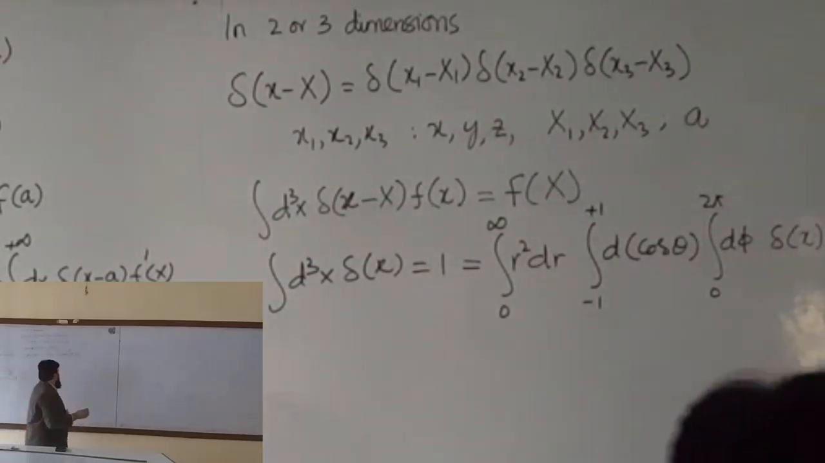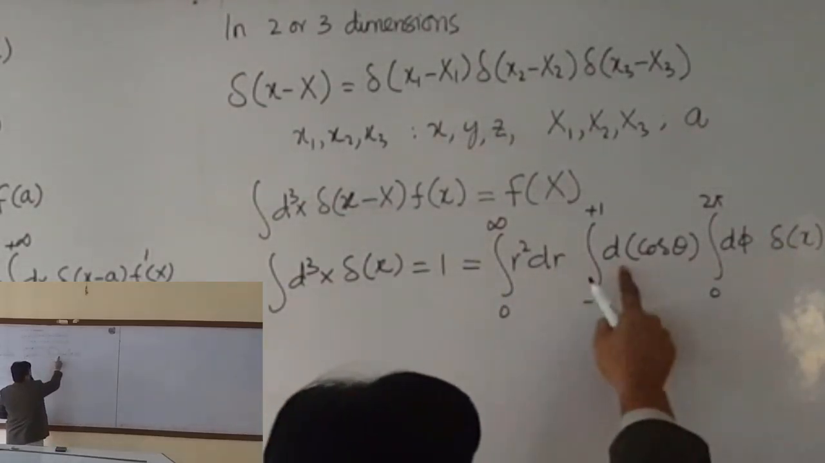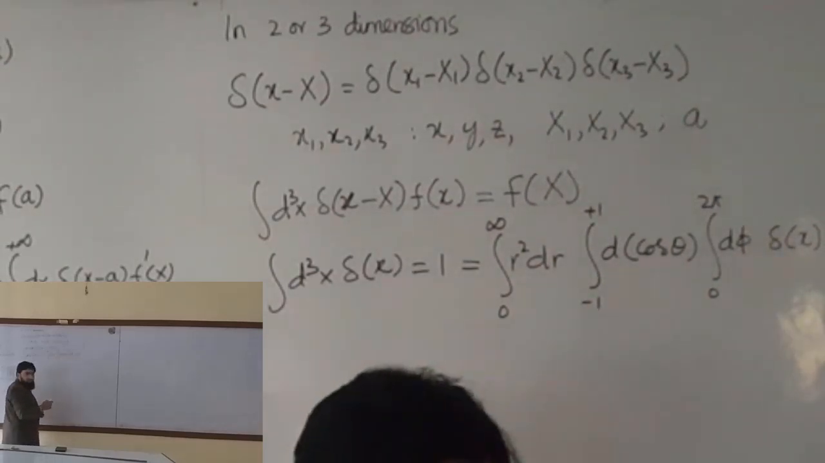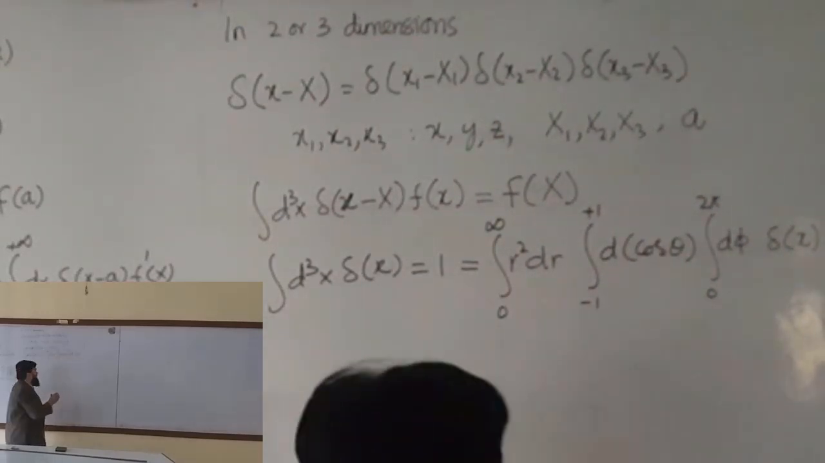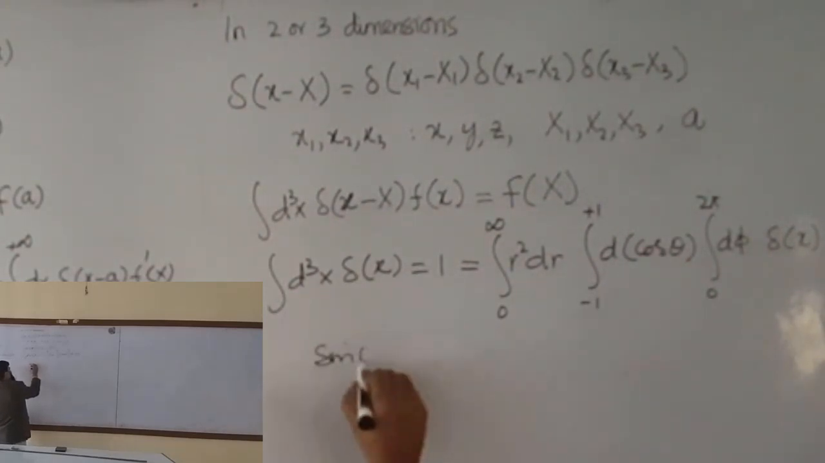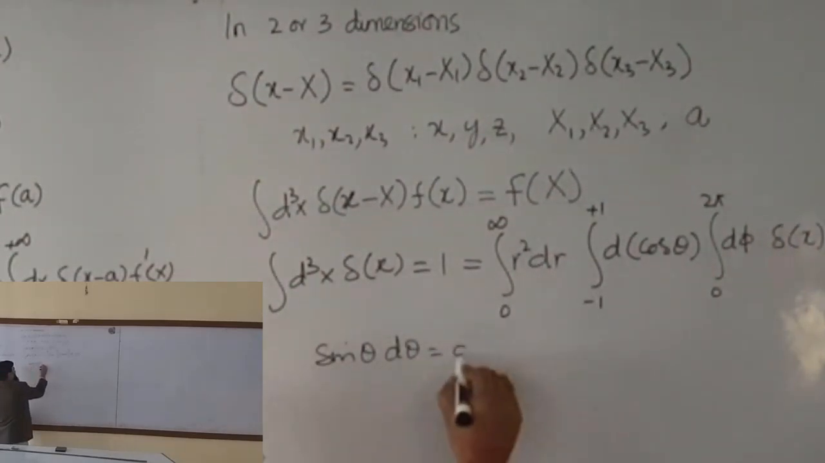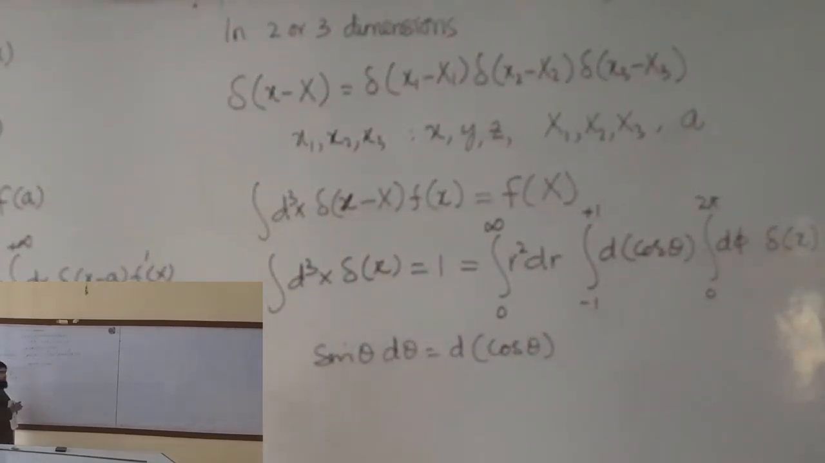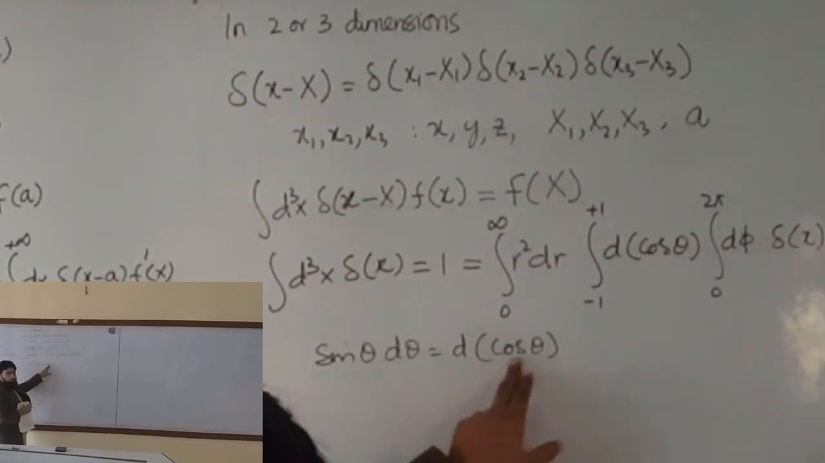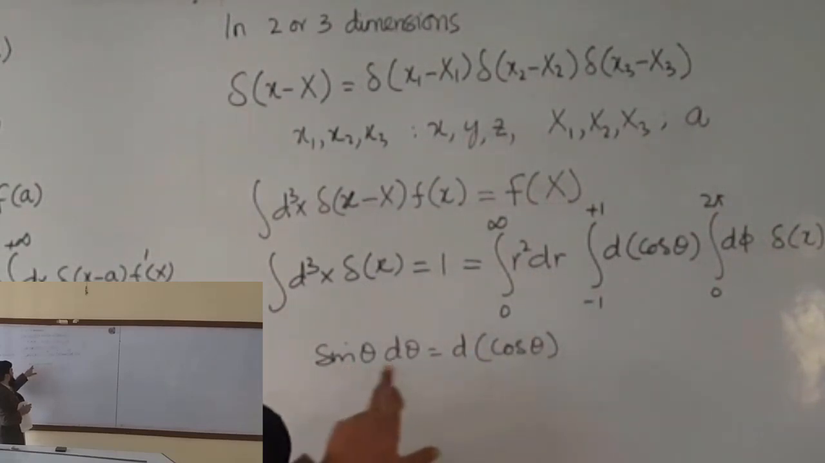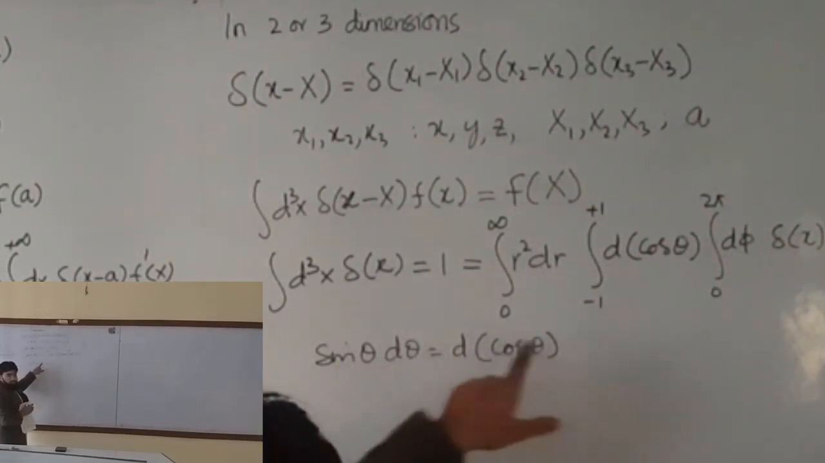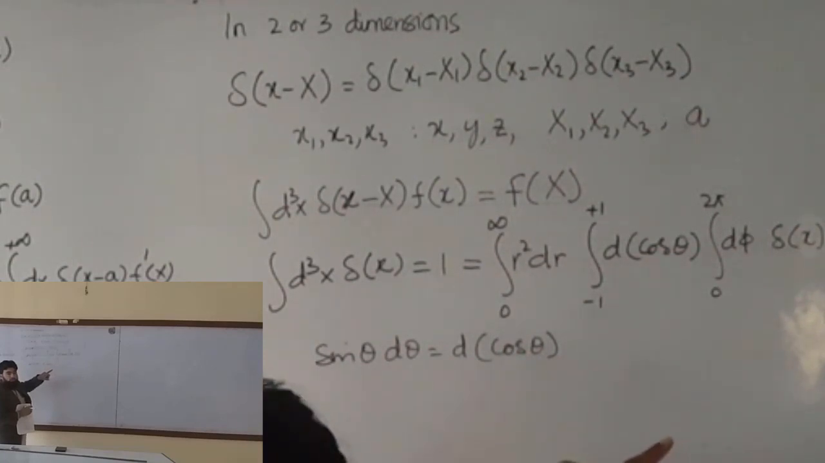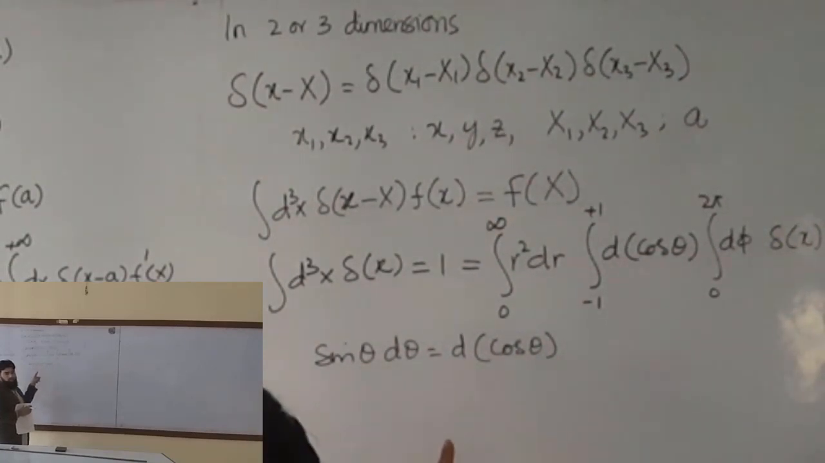Now you know that this is r squared dr sin theta d theta, right? Sin theta d theta. Can I write it like d of cos theta? Yes, sir. Because the differential of this will be minus sin theta d theta, since d theta will be further differentiated. So minus is coming in there. Keep in mind that minus sign.